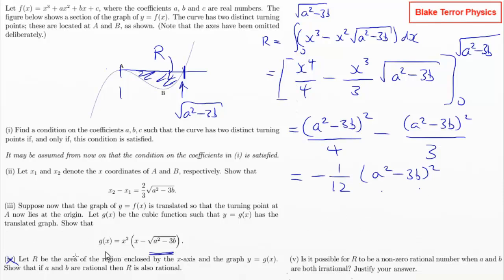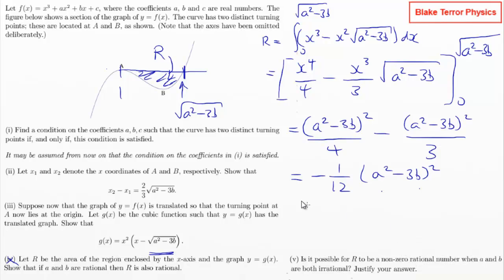So that certainly works. So you'd have to actually write out the line. I'm just trying to save a little bit of space on the screen for the last part of the question, but you'd have to write out: therefore, if A and B are rational, R is also rational. Is it possible for R to be non-zero and rational when A and B are both irrational? Well, there's a question. Justify your answer.